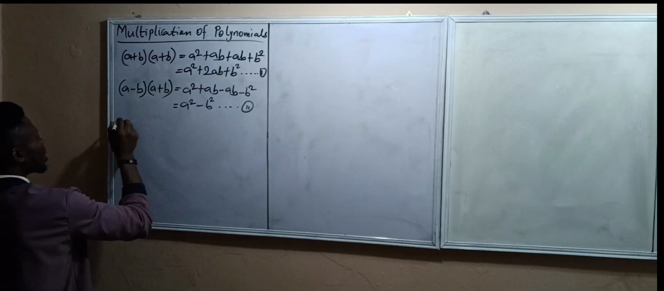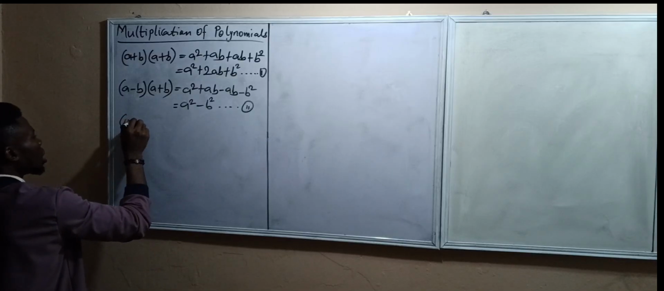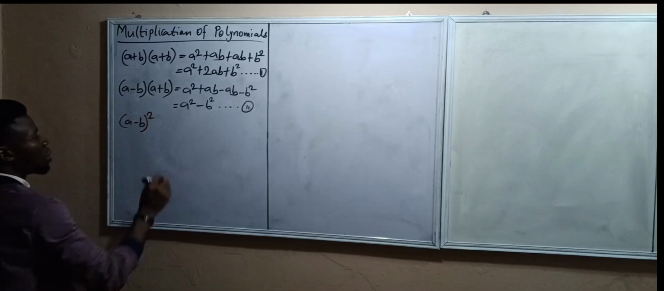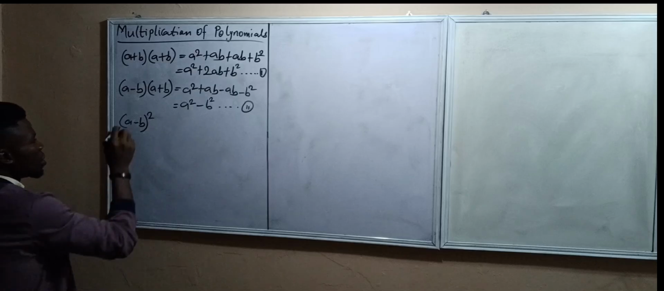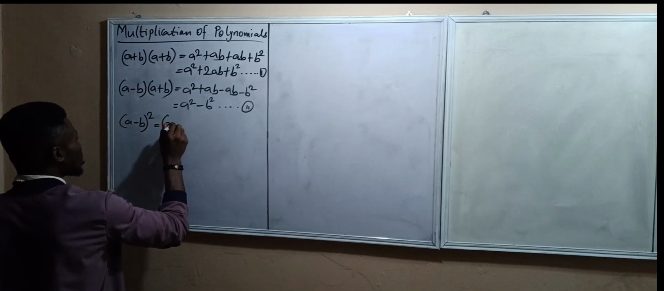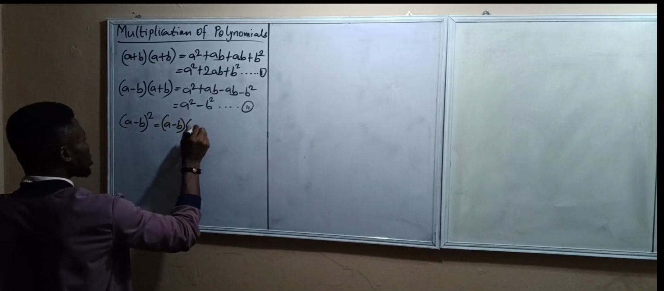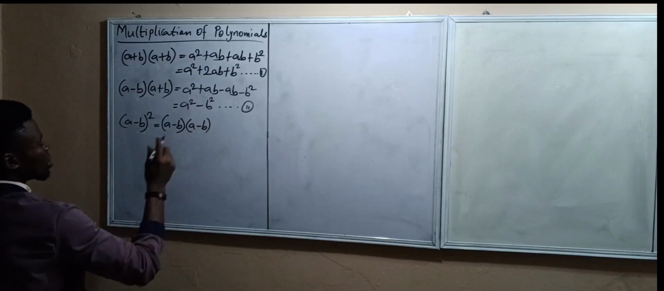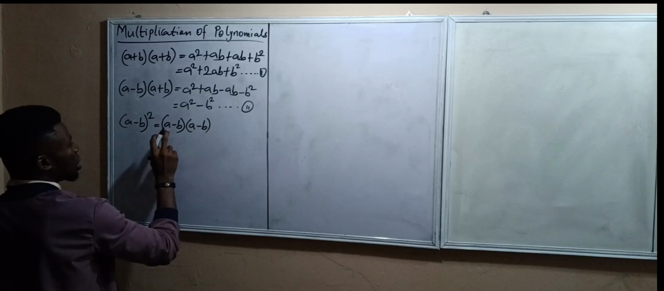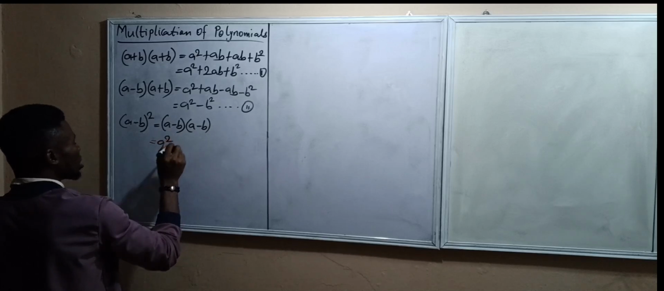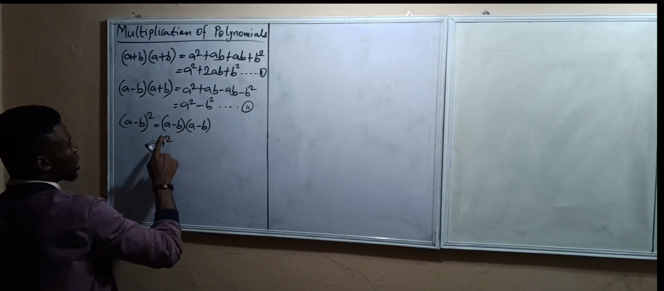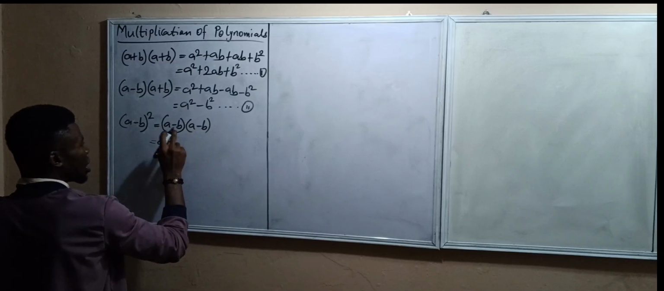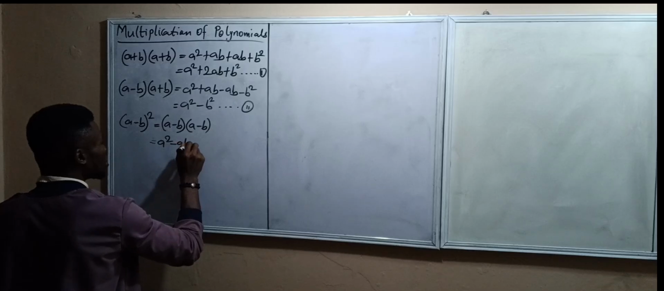Now what if you have something like a minus b all squared? Yeah, this is something as a minus b into a minus what? B. And now let's multiply. A times a is a squared. Now plus a, plus times minus is minus. A times b is ab.